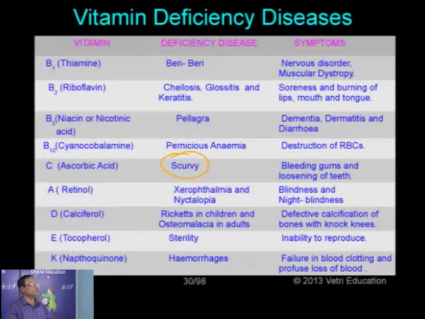When this vitamin is absent, we have bleeding gums, and loosening and falling out of teeth, affecting mostly the mouth cavity. That is why the falling of teeth occurs. It is very common in areas along the sea coast, because seafood is devoid of this vitamin C.